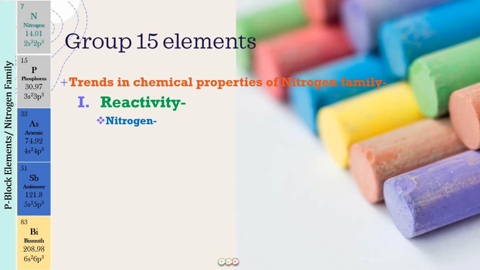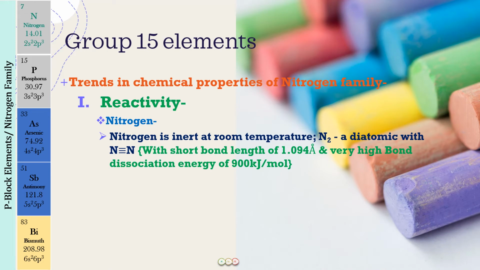So nitrogen, you all know, is a diatomic gas. It is present in the atmosphere. We have talked about this in the atomic as well as in the physical properties. So nitrogen is inert at room temperature. It does not react. And it is a diatomic gas with the presence of a nitrogen triple bond. So now why is a nitrogen triple bond present in the nitrogen molecule?